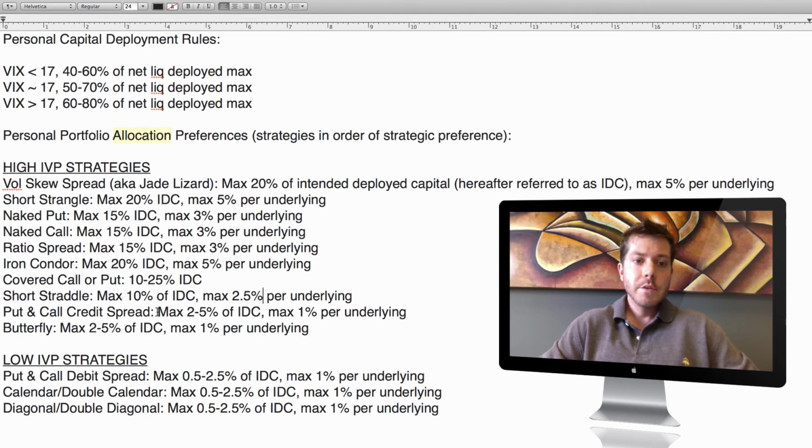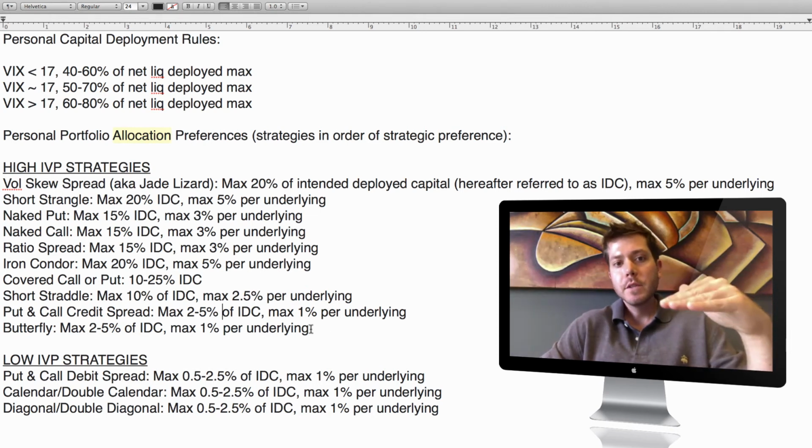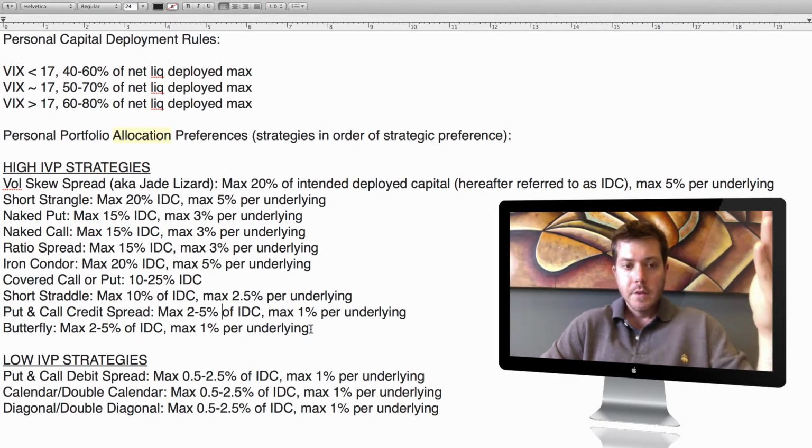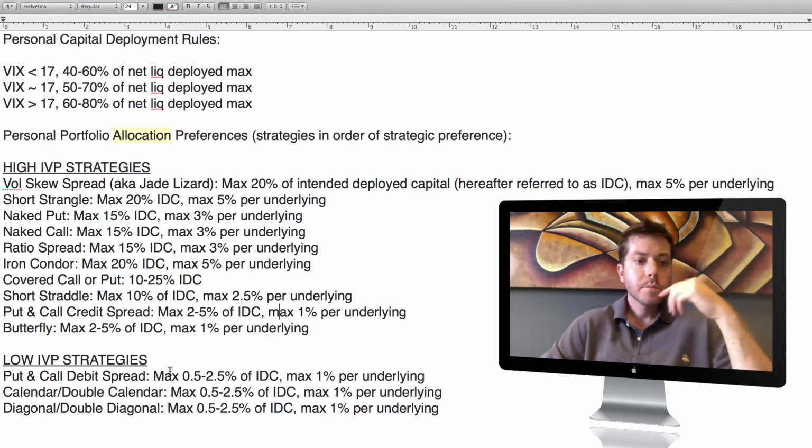Put and call credit spreads, max 2 to 5% of intended deployed capital, max 1% per underlying. So again, as we decrease in probability of success, we're going to decrease in max allocation of intended deployed capital and max per underlying. Butterfly, 2 to 5% of intended deployed capital, 1% underlying.